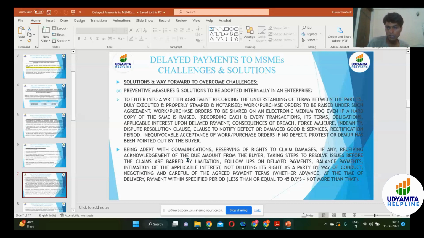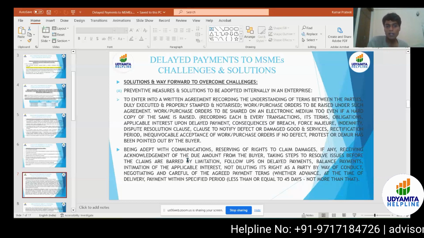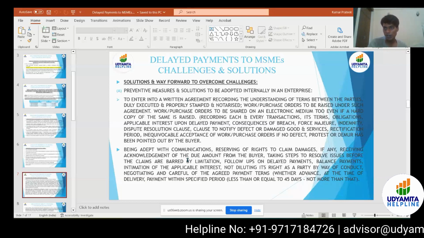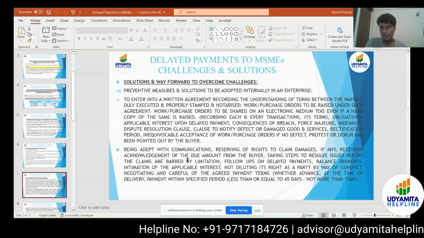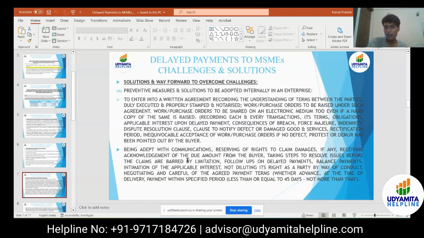And all these clauses should be well defined: the obligations of both the parties, what are all the obligations of the service providers or the manufacturers of the goods, or the goods provider, as against the buyer of the goods, right? Applicable interest upon delayed payment. So what is the applicable interest if the payment is delayed after the 45 days period, right? So you have to mention that 18.5% interest would be charged, or that the interest would be the same as provided under the MSMED Act. So all of these things should already be written in an agreement if you're drawing an agreement.